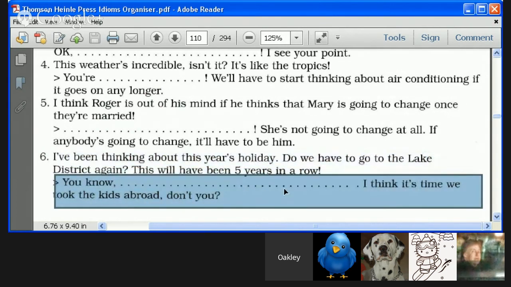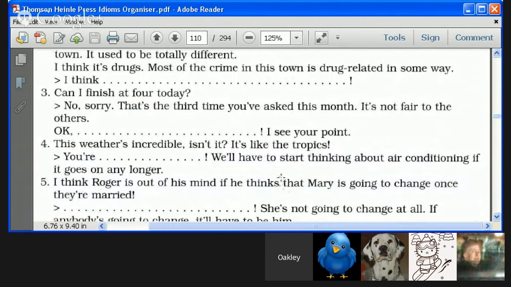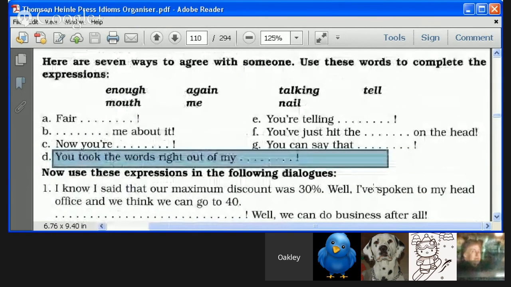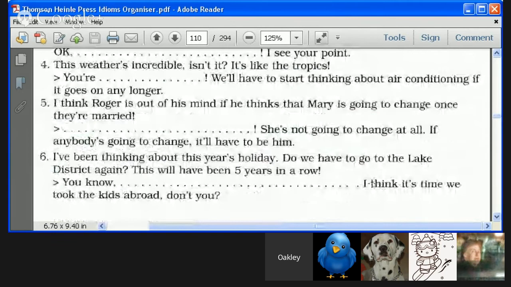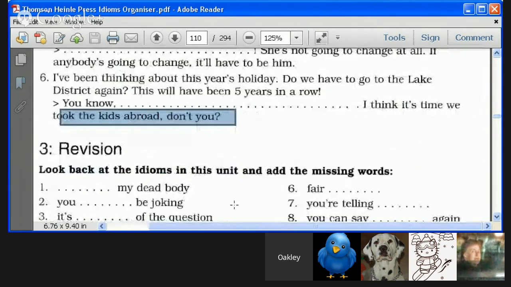So this would undoubtedly be the case. "You took the words right out of my mouth." It's exactly what I was thinking already. Okay. So, "you took the words right out of my mouth." Clearly he's already thought of an alternative holiday. So he's already been thinking it. So there it is.